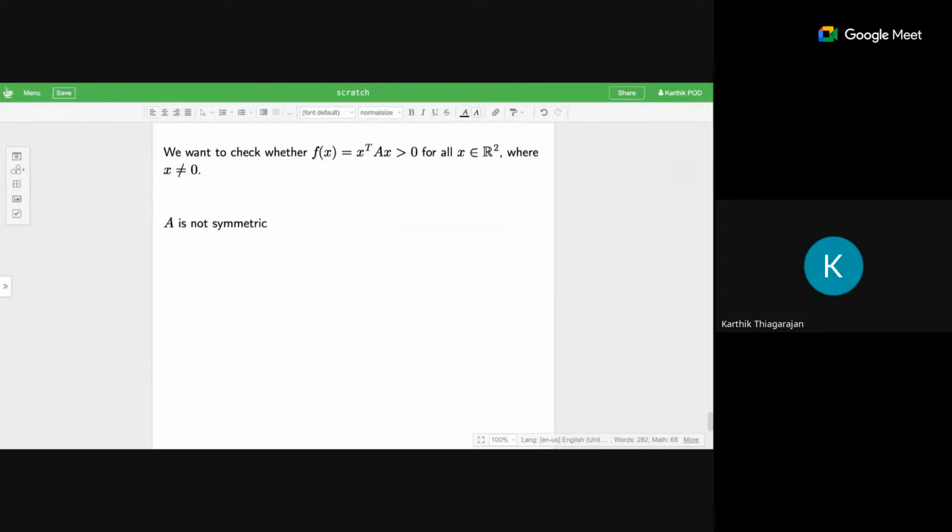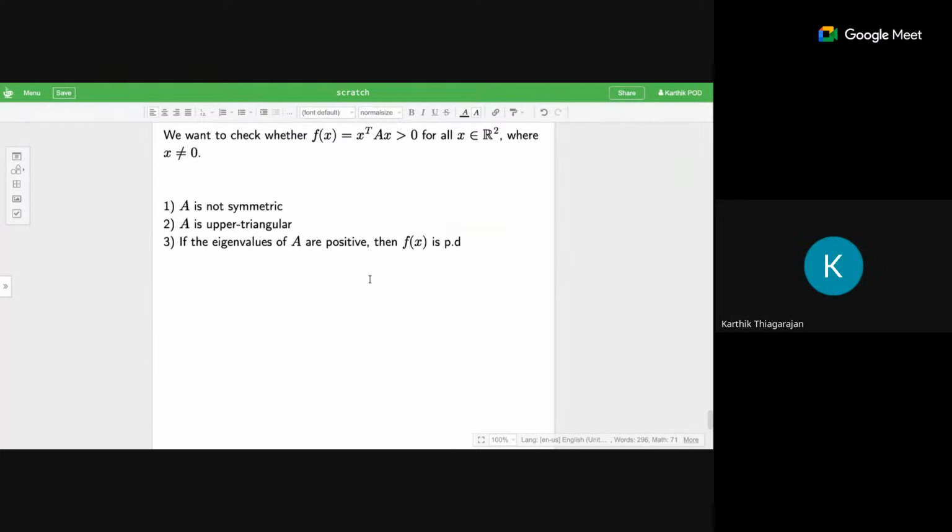So A is not symmetric, that's number one. And what you're suggesting is A is upper triangular or lower triangular. I'll take upper triangular. And then you are saying, let me know if this is what you're saying, if the eigenvalues of A are positive, then f of x is PD. Is this what you're saying? Yes, sir. Okay.